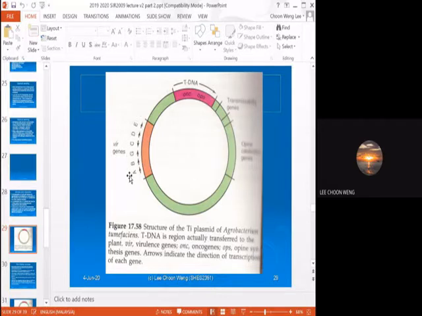So these are the virulence genes that will help the integration of tDNA from the bacteria plasmid into the plant genome.